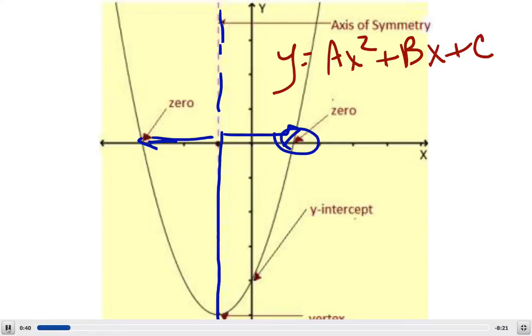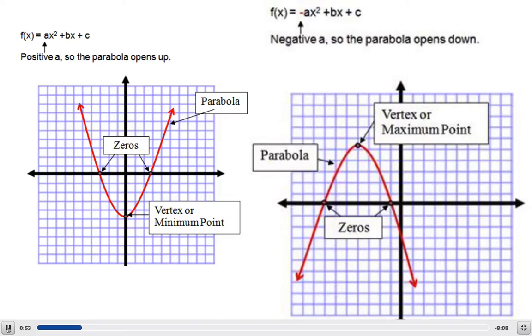Our zeros are the points at which it crosses our x-axis. We have a y-intercept, and then our vertex is either the lowest or highest point on the graph. And don't forget, we can tell whether it's going to have a maximum or minimum point based on looking at the equation. So for instance, our equation here has a positive ax squared, so therefore our vertex is going to be the minimum point because it's going to open upward.